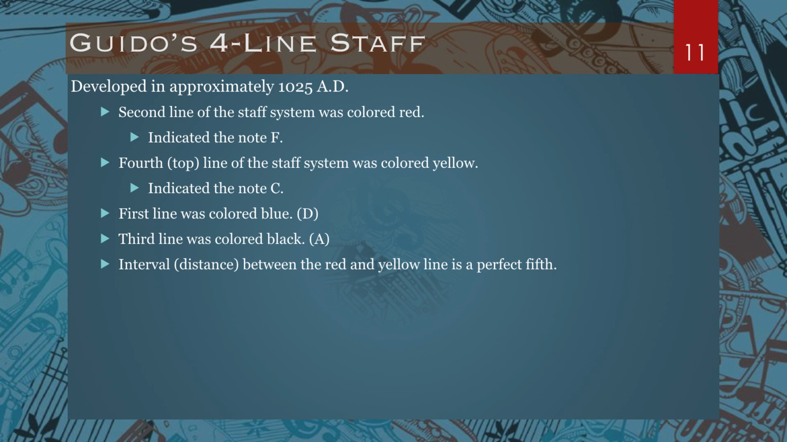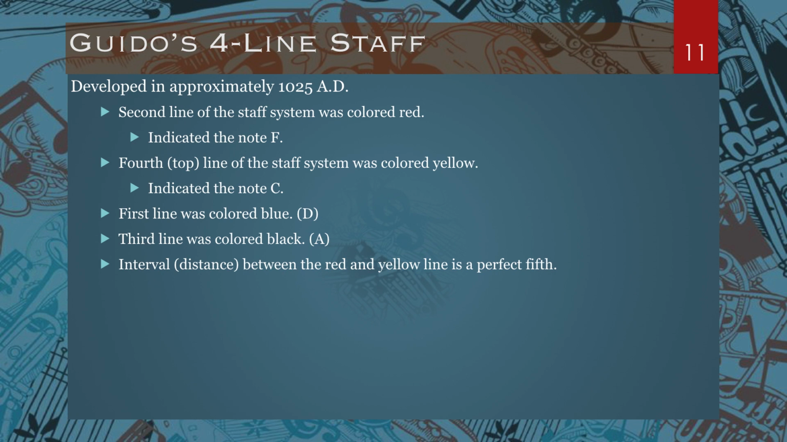Remember that in the staff system, we have specific names for every line. So rather than saying line 1 or line 2, depending on the clef, we actually have a letter name to indicate the specific note that falls on that line. So this is what this is referring to. The second line of the staff system from the bottom. So you've got your first staff line, then your second staff line. It was colored red and it indicated the note F. The fourth, the top line of the staff system, was colored yellow and it indicated the note C.